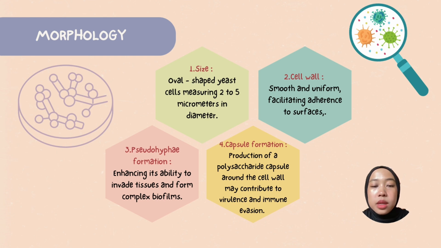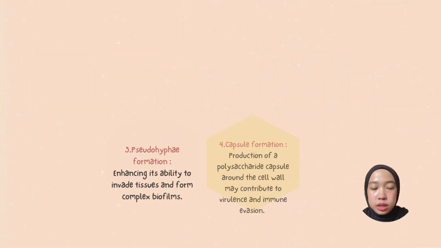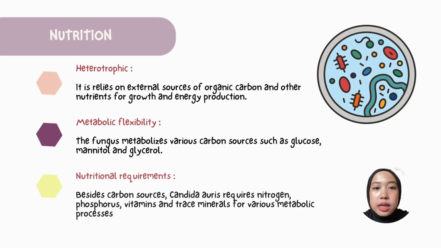Production of a polysaccharide capsule around the cell wall may contribute to virulence and immune evasion. For nutrition, it is heterotrophic because it relies on external sources of organic carbon and other nutrients for growth and energy production. It does not have the ability to perform photosynthesis or chemosynthesis.